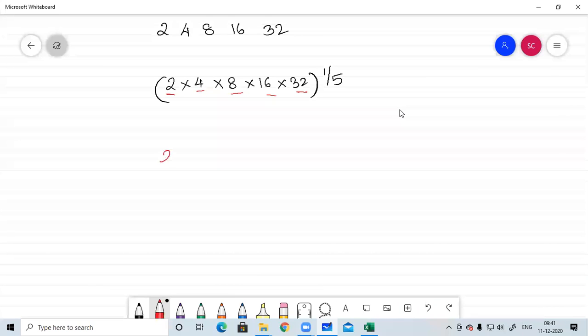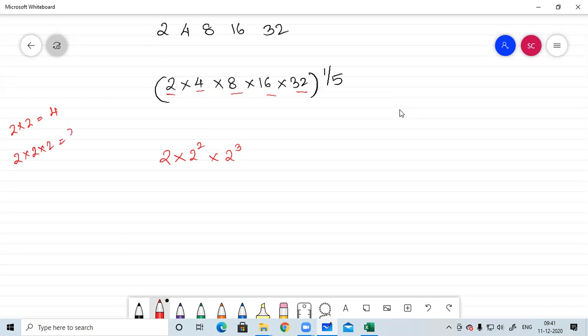So if you say first one is 2 into 4, that means 2 raised to 2, correct? Because 2 into 2 gives you 4. 8 is 2 raised to 3 because 2 into 2 into 2 equal to 8. Now if you do 2 into 2 into 2 into 2, you will get 16. So this will be 2 raised to 4. And similarly 16 2s are 32.